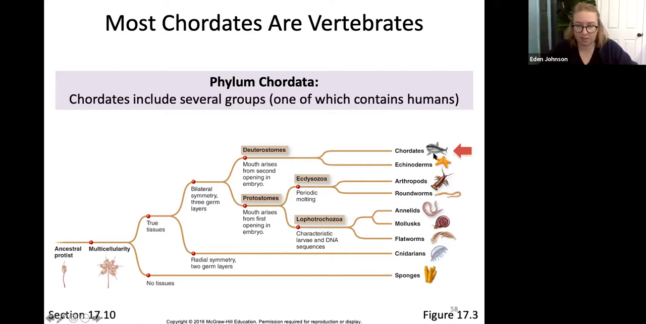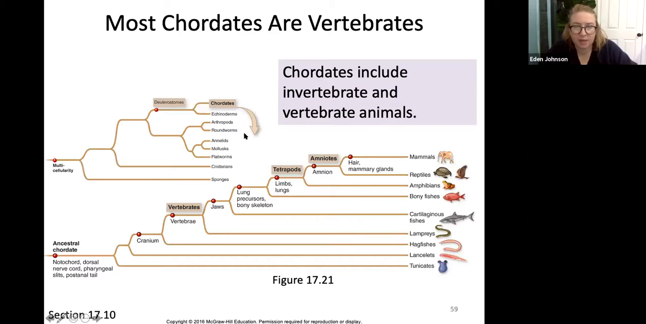So we've got this phylogeny here, and we are basically expanding out chordates into their own phylogeny. So we've got everything from these really ancestral sorts of organisms, marine organisms, all the way to modern day mammals, including us. So chordates include invertebrate and vertebrate animals, meaning that some of the chordates do not have vertebrae that are protecting their nerve bundles that are going along their spine, that's not protecting their spinal cord.